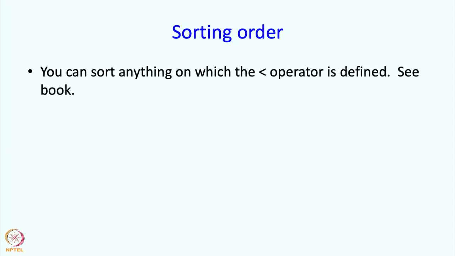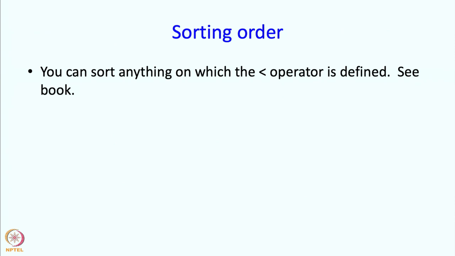The sorting order can be decided. You don't have to always sort in non-decreasing order. In fact, you can sort anything on which the less than operator is defined. For example, you can sort strings. You can also create objects or create structs in which you write the less than operator. Once you write the less than operator, you are ready to sort it.